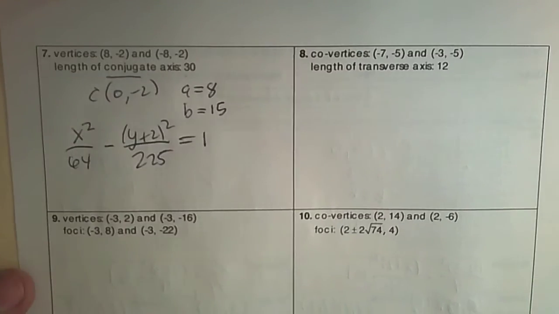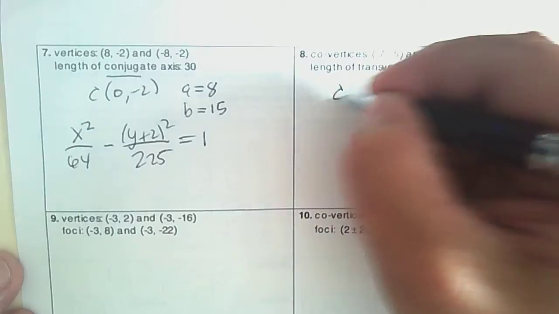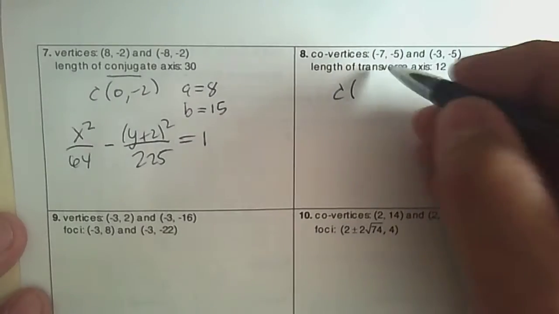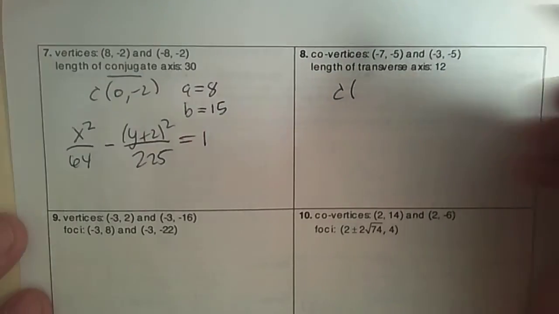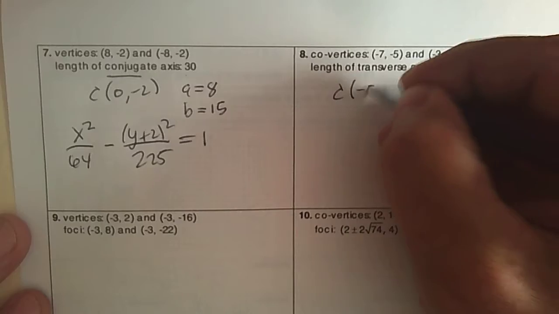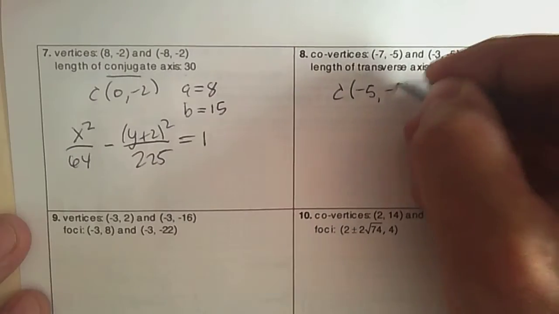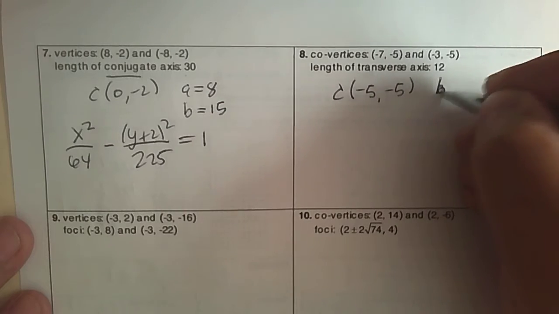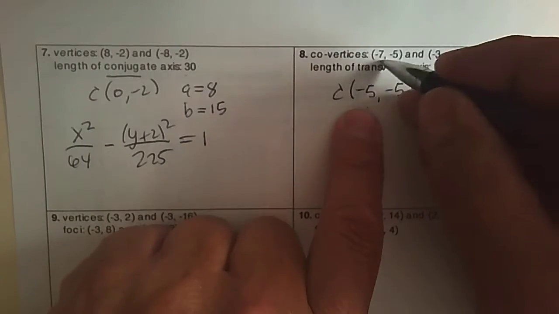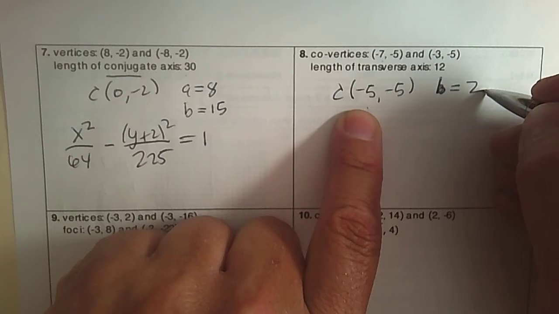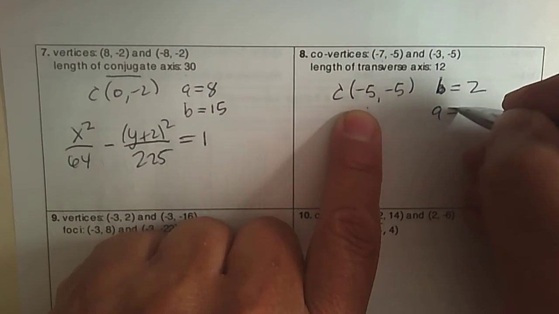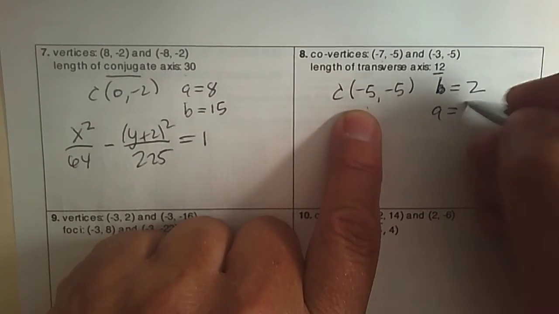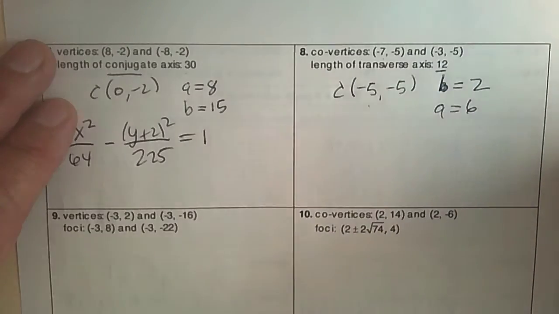For number 8, the co-vertices, the center, we have negative 7 and negative 3. Add them and divide by 2. And then negative 5 stays the same. A, or B, I should say, goes from negative 5 to negative 7. That's 2. The length of the transverse axes, that's the major one, is 12. Divide that by 2 and you get 6.